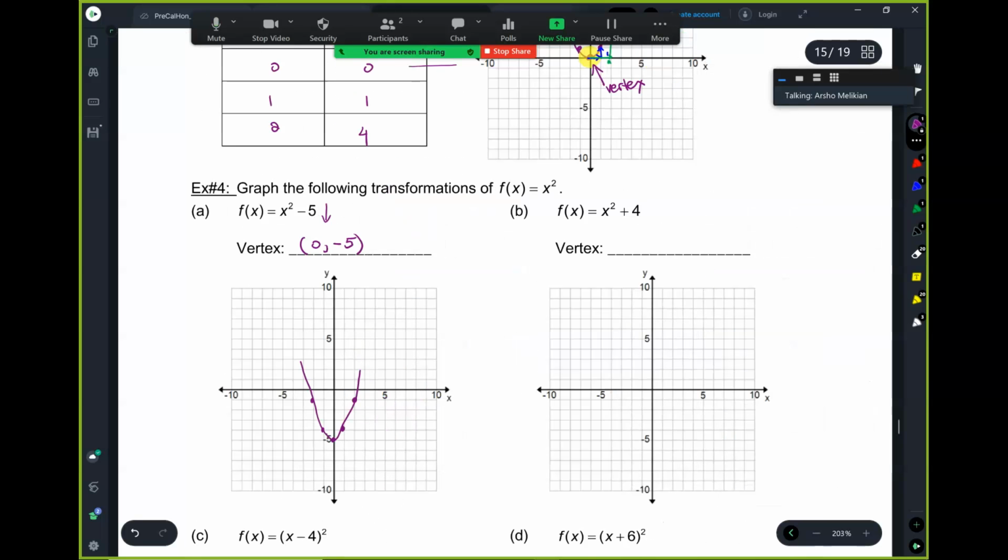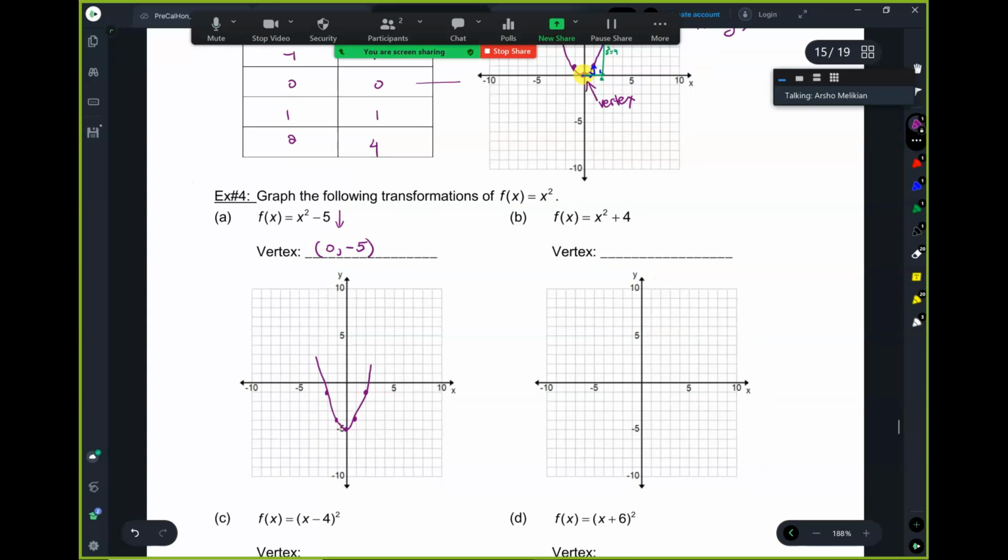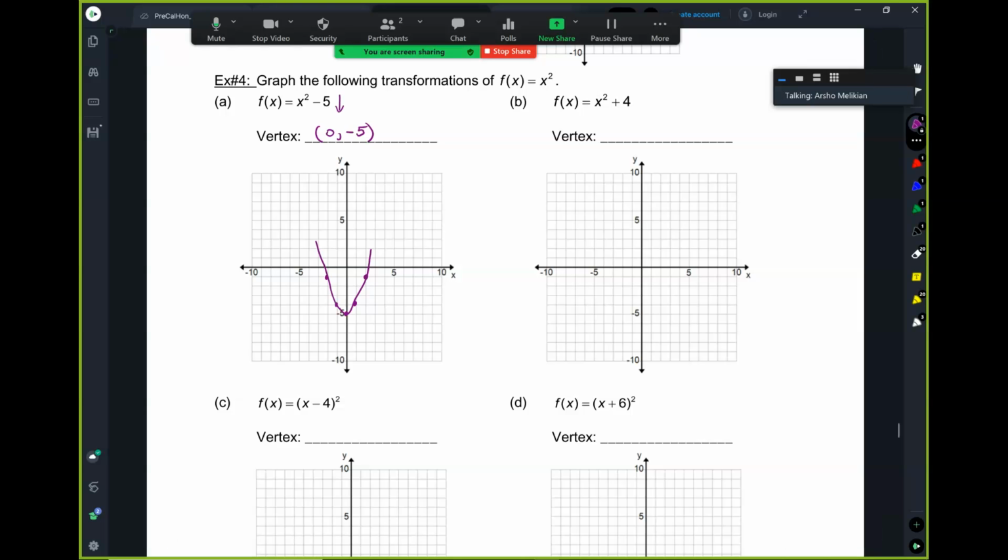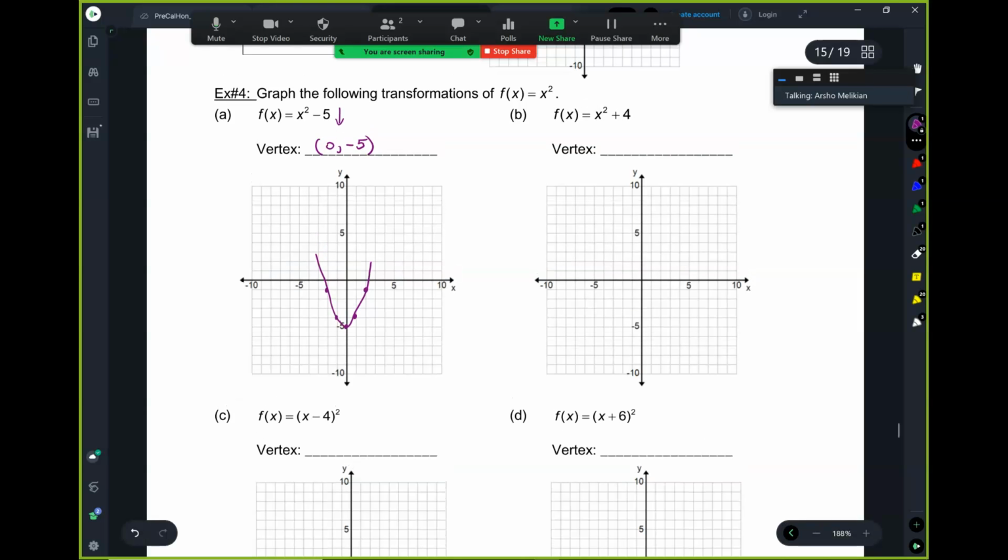Obviously, you can't draw a parabola using a ruler, but in the next one, I'm going to show you how to make it look really nice. So x squared plus 4 moves up. The new vertex is now 0, 4. Again, if I go over 1 unit, I go up 1. If I go over 2 units, how much do I go up? 4. Or you can plug in points. This only works if it's y equals x squared plus or minus something.